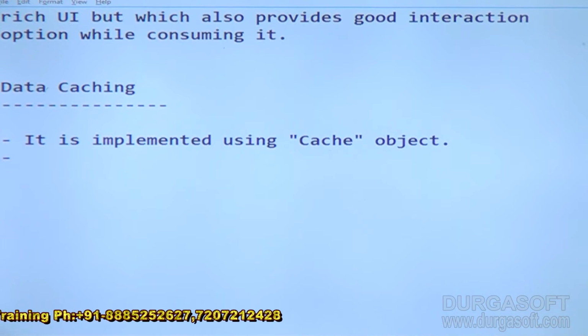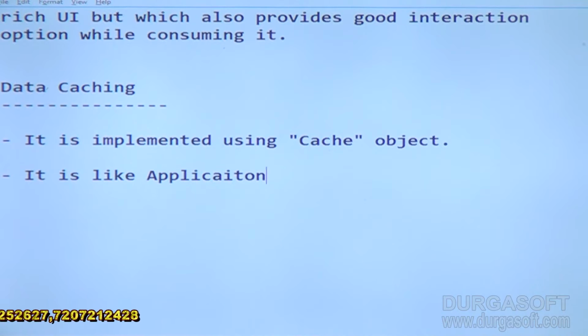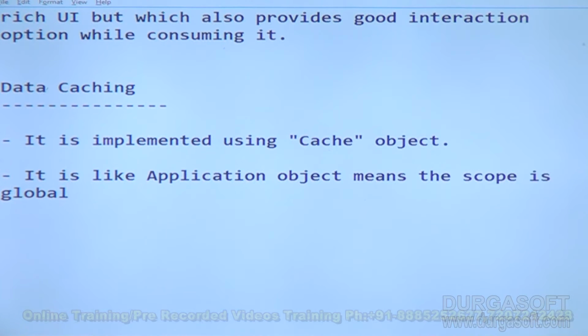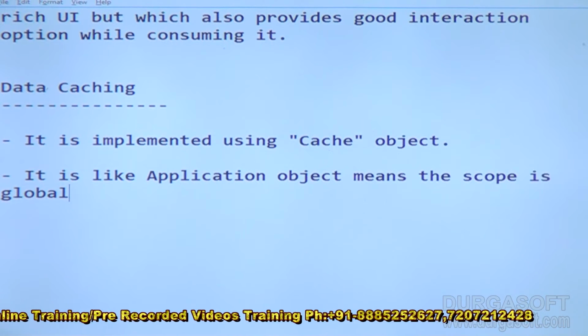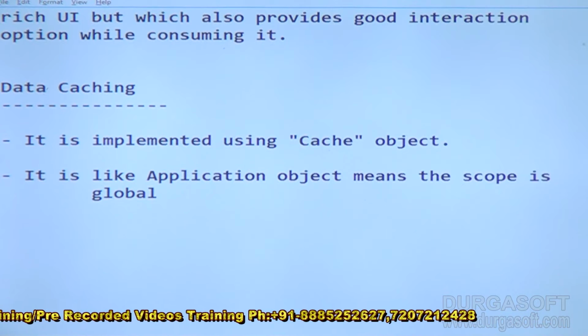Okay? What is the scope of the cache object? It is like the application object. Means the scope is global. These all you can use in MVC, web pages, everywhere. They all can be used everywhere. It is like the application object, means the scope is global.